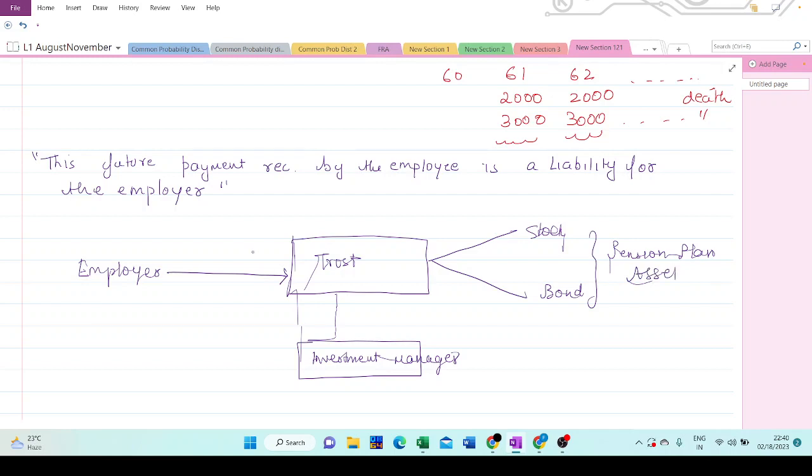These would be known as pension plan assets. And these plan assets would be used to fund what the employer has to pay employees after retirement. These investments in stocks and bonds would be used to pay employees whatever we need to pay them after retirement, right?